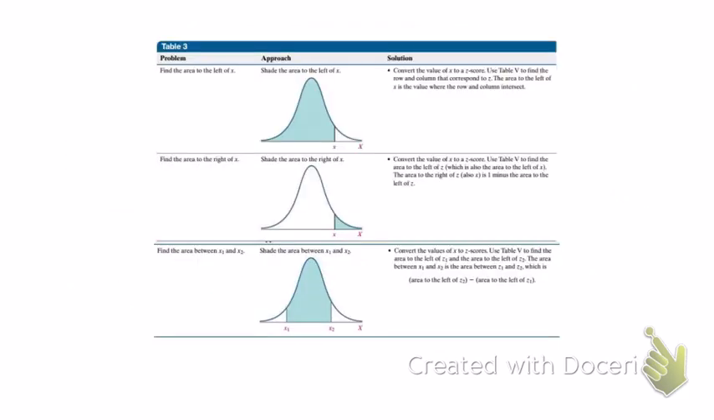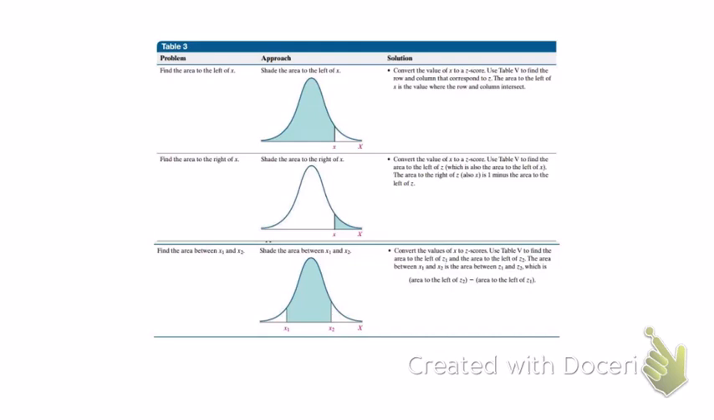This is in the textbook. I don't expect you to read it from the back, but look at what it's telling us. We're talking about area here. If we have a z-score and I want to find the area to the left of that z-score, I can just look it up in the table.